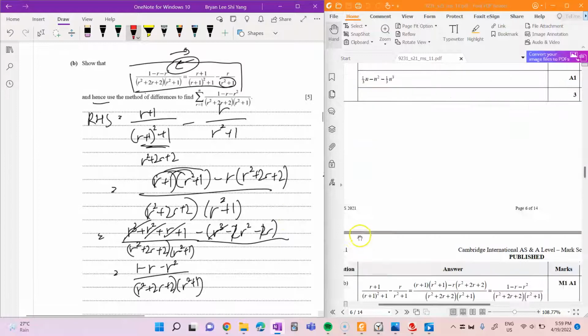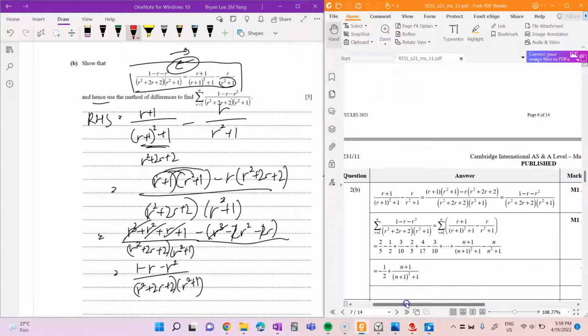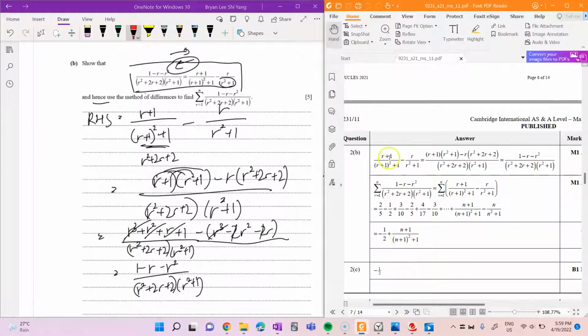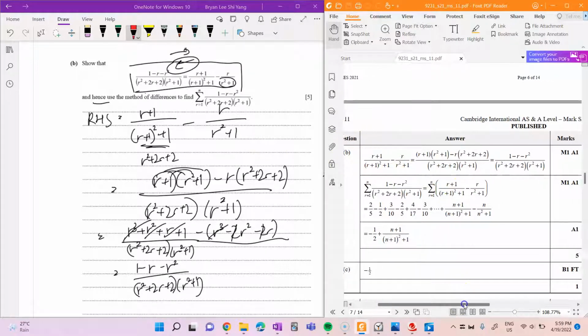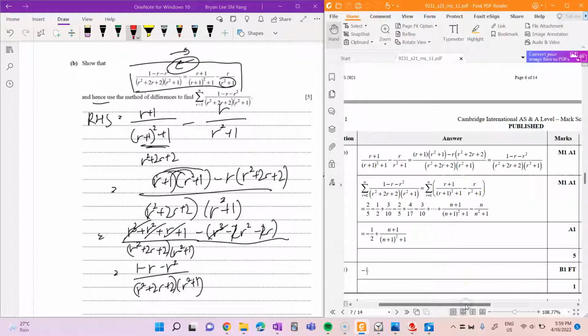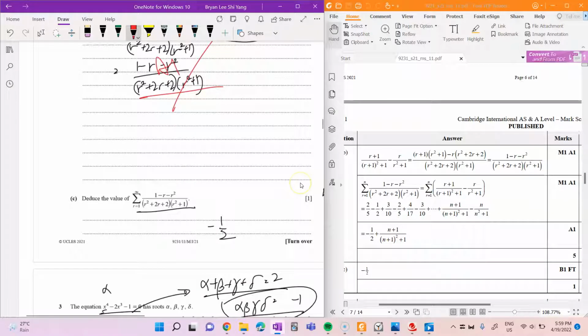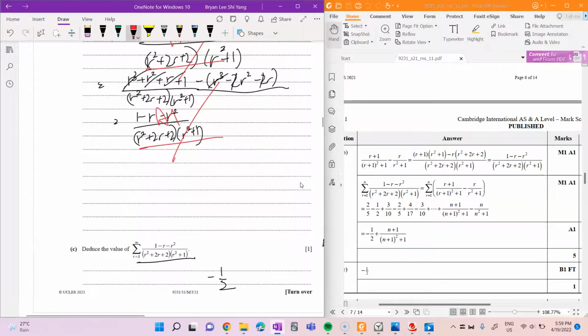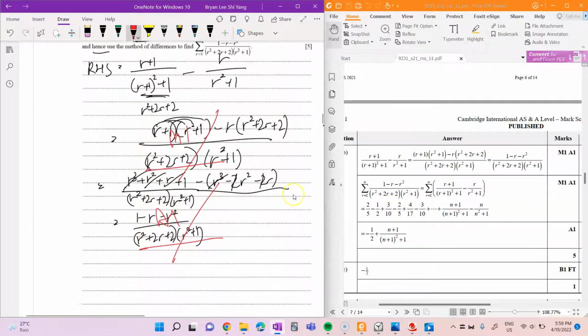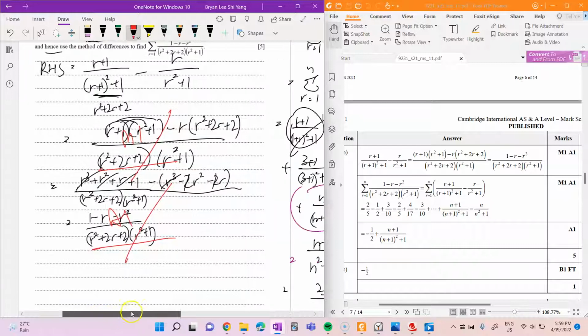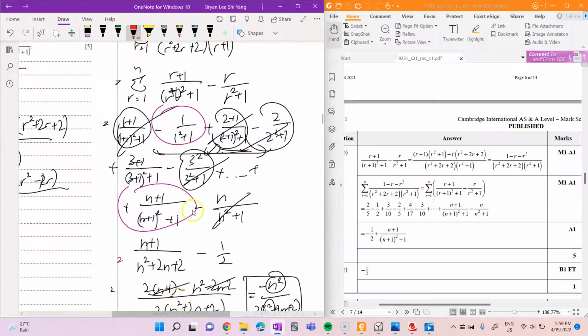Now again, for question 2b, r plus 1, this whole thing is equal to M1 A1. I basically have to do a cross multiplication over here, and I see it's correct. If my final answer is correct, I also award myself an A1. Oh, I wrote that part to the right of the paper, but anyways.